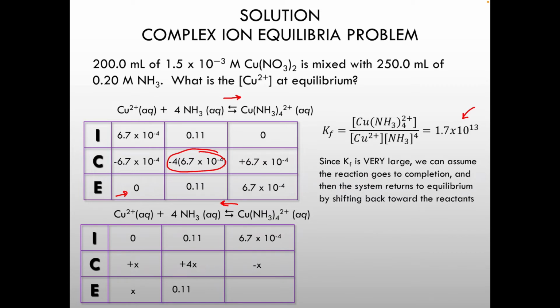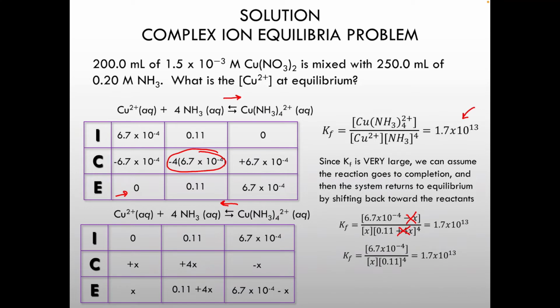So then we can add everything straight down, just like we do normally, and we can plug these into our K expression. So here again, our K value is very, very large, so we can assume these changes in concentration are negligible, and we can just go ahead and get rid of those. Okay, so all of the same rules we've learned before for equilibrium apply now. We're just solving for something different.